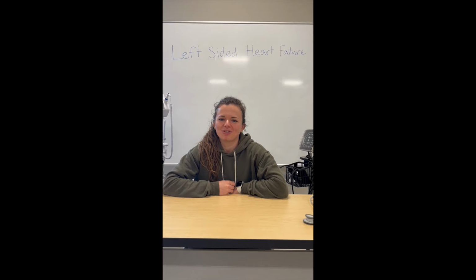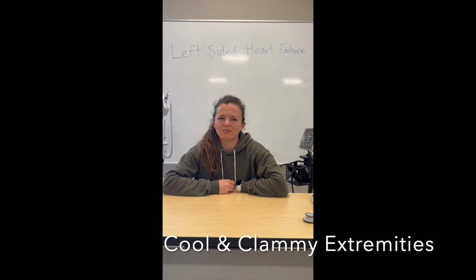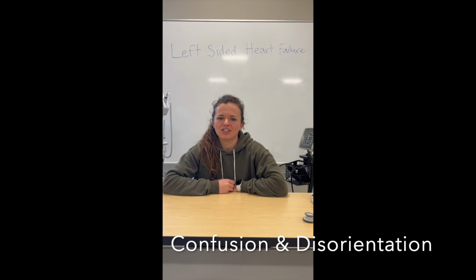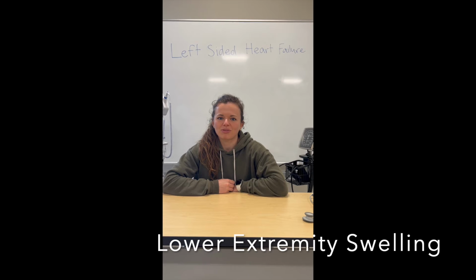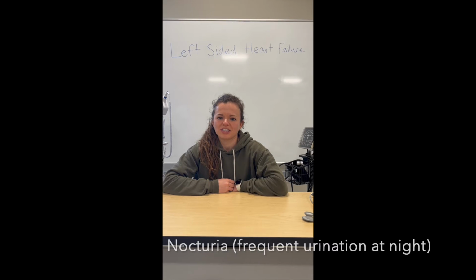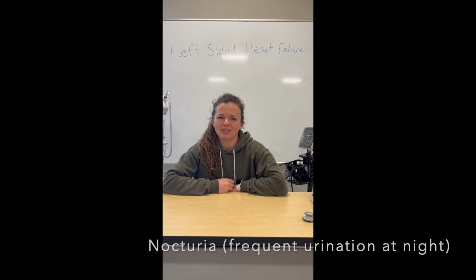Signs and symptoms of the forward effects of left-sided heart failure include weak peripheral pulses, cool and clammy extremities, and confusion and disorientation that result from decreased perfusion to the brain. The lower extremities may be swollen as fluid accumulates. Nocturia, or frequent urination at night, may also be present.